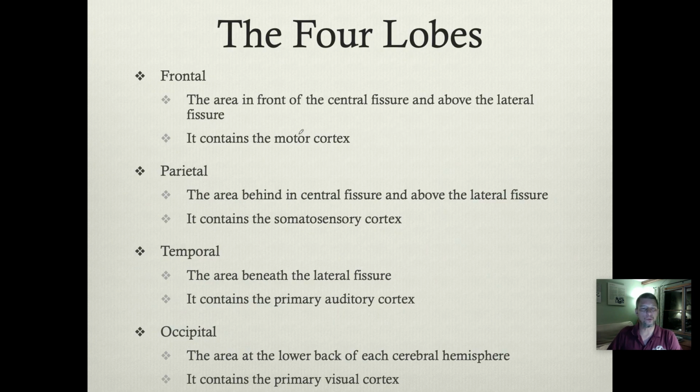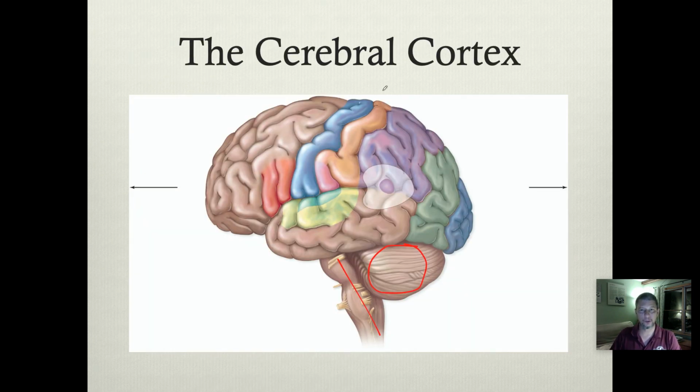Now, the four lobes are essentially here, and I'm not going to draw much of this, but this is the frontal lobe. This up here is what's called the parietal. The potato-like one down here, this is called the temporal.